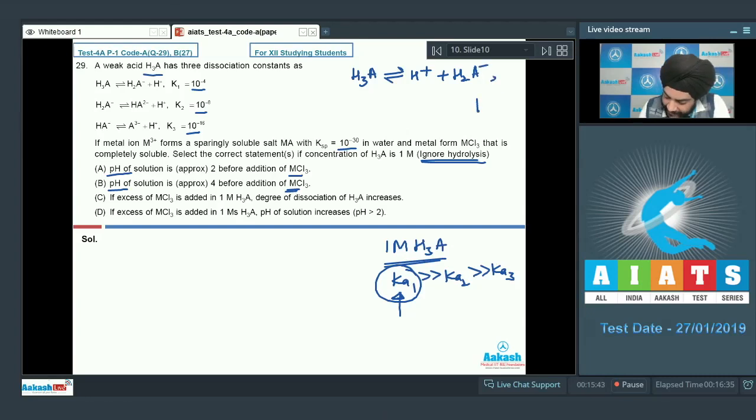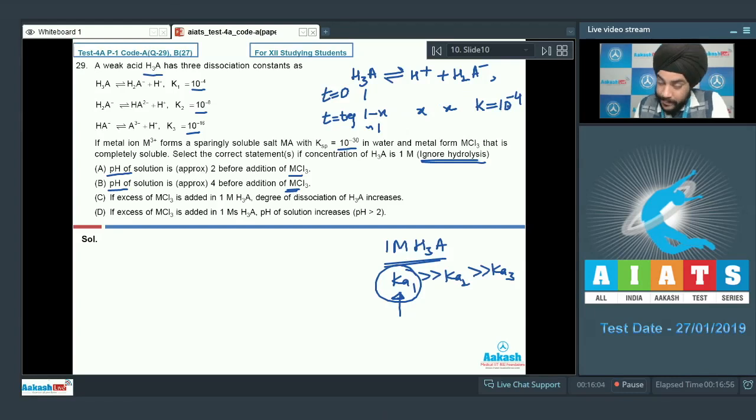So if we talk about the K value, the K is given to us as equal to 10 to the power -4. Now we can have T equal to 0, in which H3A was 1 molar. At equilibrium, we'll have 1 minus X, X and X.